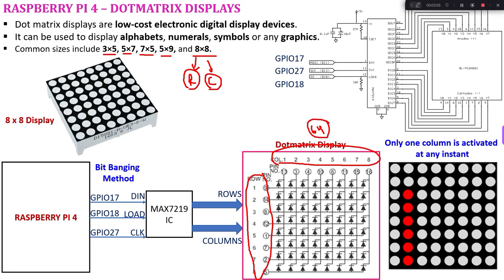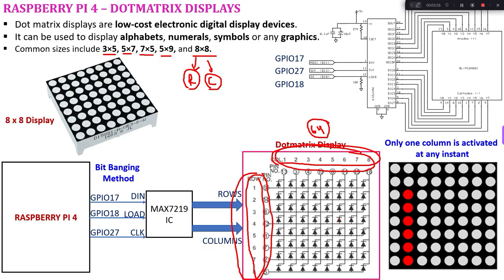If I want to connect the 64 LEDs individually, then I require 64 GPIO lines. By using these LEDs in a matrix fashion, I am reducing the number of lines from 64 to only 16. So 8 pins for your rows and 8 pins for your columns. So only 16 pins are required. So thereby I can activate any LED out of the 64.